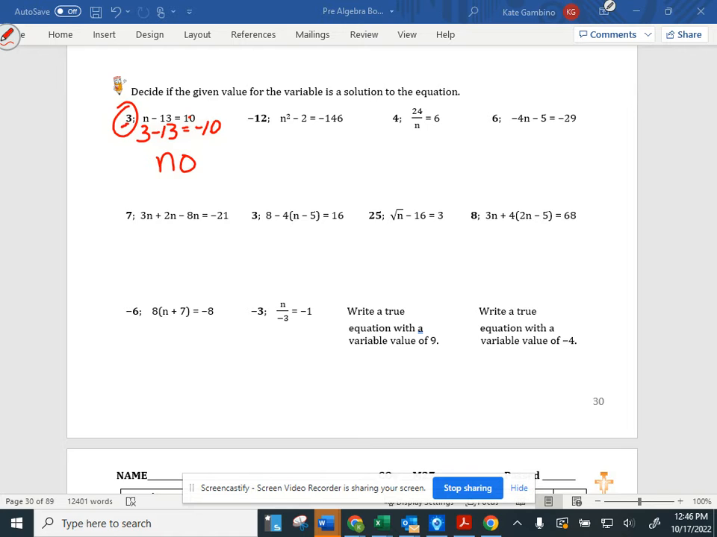It is negative 10. What is it supposed to be, Evelyn? It's supposed to be a positive 10. So be careful with your PEMDAS.